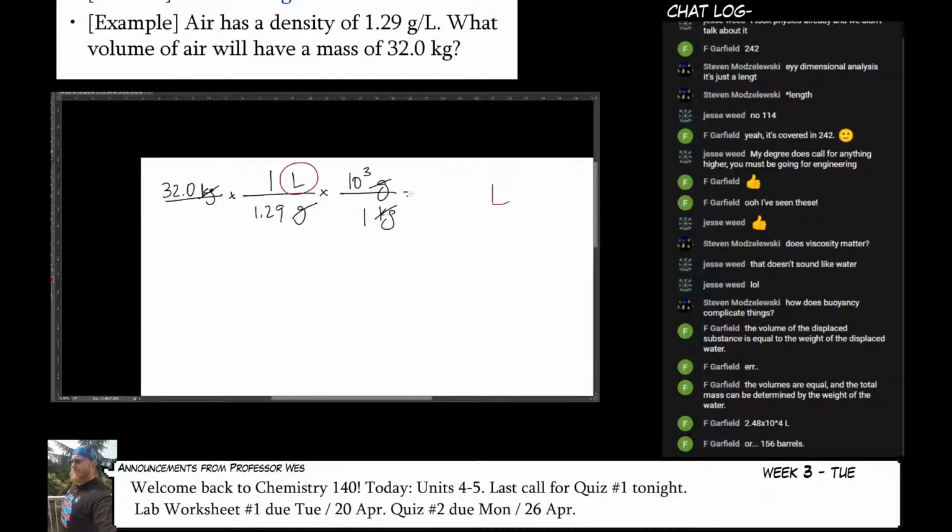So I'd get 32,000 divided by 1.29. 32,000 divided by 1.29. And I get 24,806 liters, which I only get 3 sig figs, so I'm going to just do this. 24,800. There you go.